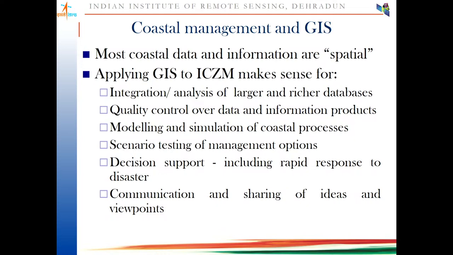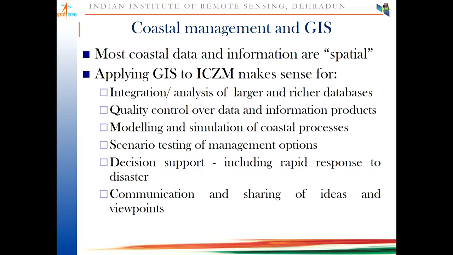Scenario testing for management options. Those kinds of scenarios can be given to the management people, so they can accordingly take the decision. Decision support is very important in a GIS platform. Rapid response to the disaster: where to reach at the particular time of the disaster, where to drop the relief materials. Everywhere GIS is important, you can support.